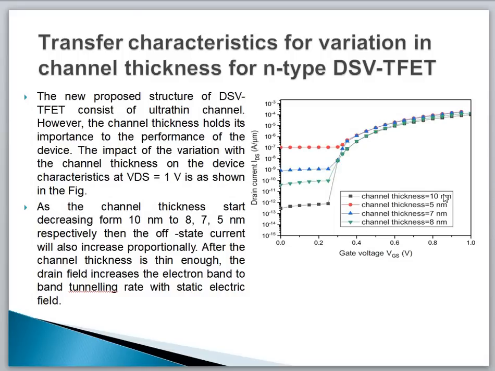From the curve, you can note down that the minimum value of the off current is when the channel thickness is 10 nanometer. If you are reducing the channel thickness, this will increase the static electric field and increase the off current up to 10 raised to power minus 7 ampere per micrometer.